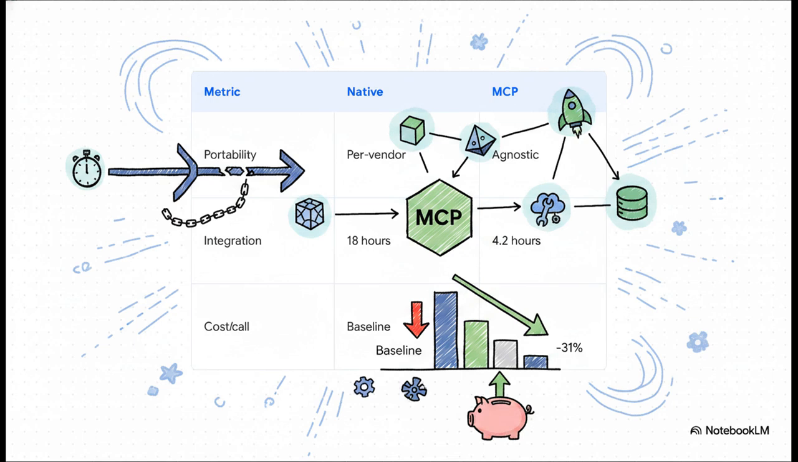Look at the time to integrate metric. Wiring a new SaaS tool into an AI agent used to take an average of 18 hours of custom coding. 18 hours! With MCP, that drops down to 4.2 hours. Plus, it is completely model agnostic, meaning you can just swap out the underlying LLM without breaking any of your tool connections. And because the tool schemas are normalized per session, it actually results in 31% lower compute costs per tool call. Honestly, it's a massive productivity multiplier.